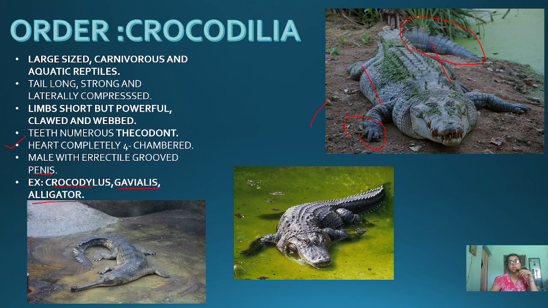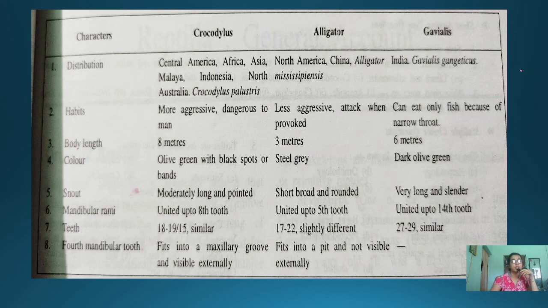Okay, so the tails are very powerful, and they have thecodont teeth, that is, the teeth are embedded in the jawbone. The limbs are very powerful as well, apart from the tail. Now we will see the major differences, how you can differentiate which one is a crocodile, which one is an alligator, and which one is a gavial.